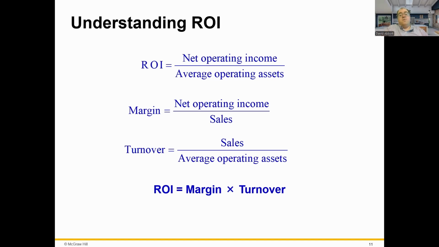And then turnover is computed as sales over average operating assets. It incorporates a crucial area of a manager's responsibility, the investment in operating assets. Excessive funds tied up in operating assets depress turnover and reduce ROI. So remember that both margin and turnover affect profitability.